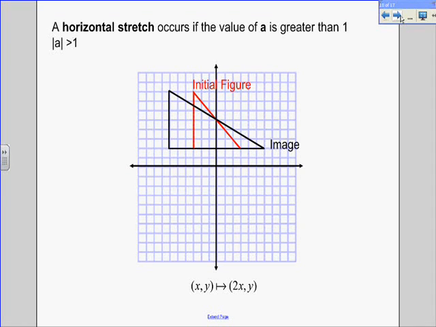We have a horizontal stretch occurring if the value of a is greater than 1. So the absolute value, in other words just the size of whatever number a is, is greater than 1. We have our initial figure being stretched out horizontally. We can see our initial figure here in red, and all of the y values are still the same, but the x's have been stretched out. So our object ends up being stretched out horizontally. This is actually x and y being mapped onto 2x and y. Our x has been changed by a scale factor of 2, and our y remains the same.